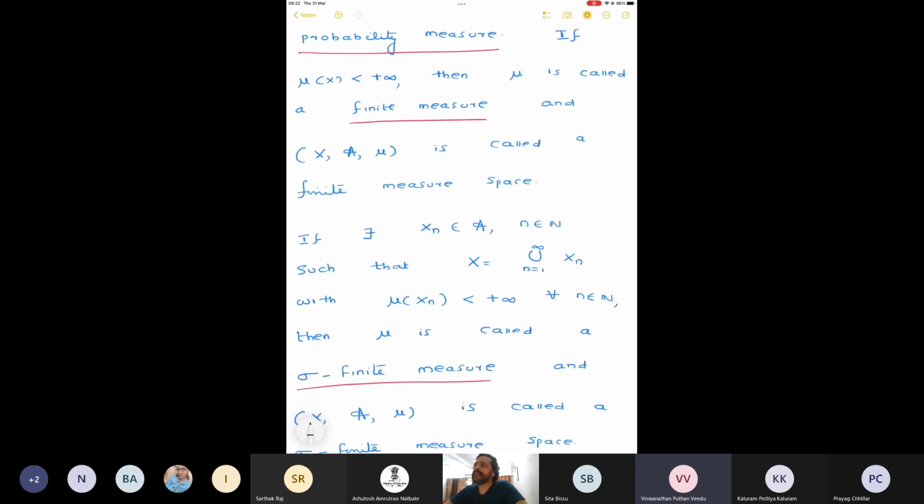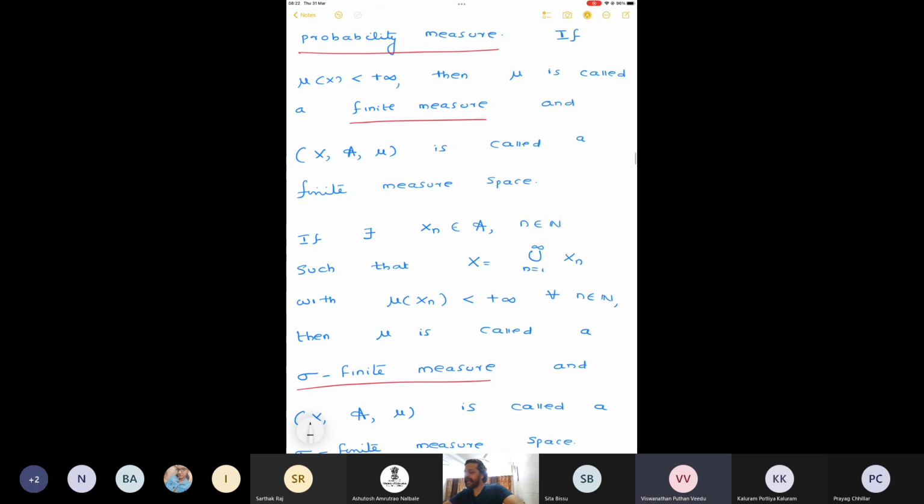Now, instead of mu of X is equal to 1, you just assume that mu of X is a finite number. Then you call the measure a finite measure. Mu of the total set X is finite, then you call it a finite measure. Keep again in mind that Lebesgue measure is not a finite measure on R, because the measure of R is not finite. So R, m, small m is not a finite measure.